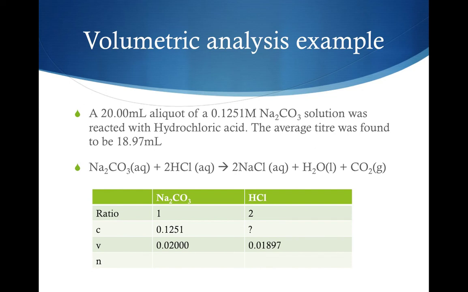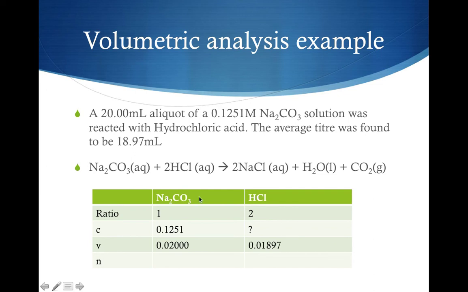Okay, so we've gone through all this process, we've got our results, we got concordant results, and we found the average of our three concordant results was 18.97 mil. We added the 20 mil aliquot of our standard solution. So this is what we put into our conical flask from our pipette. Our unknown, our hydrochloric acid, we put into our burette.